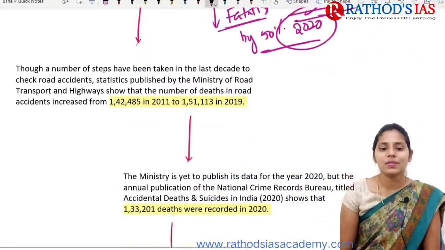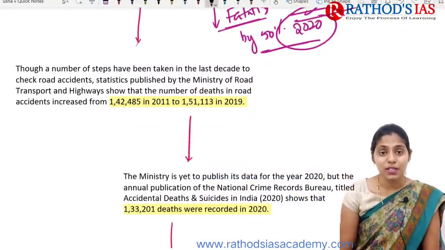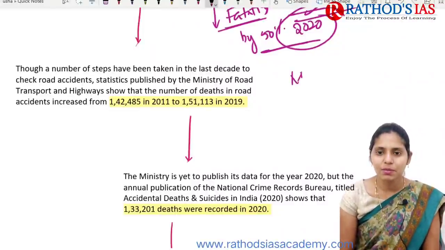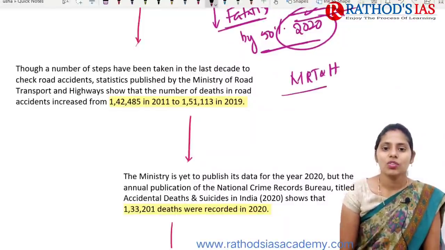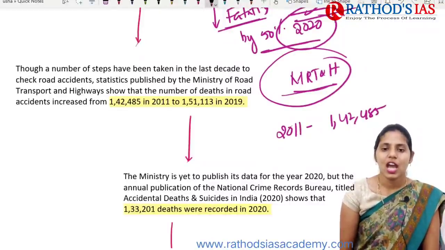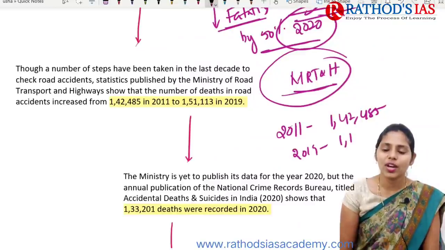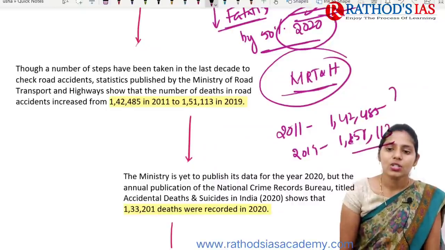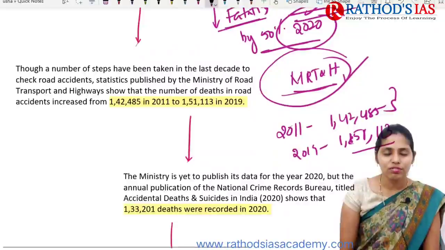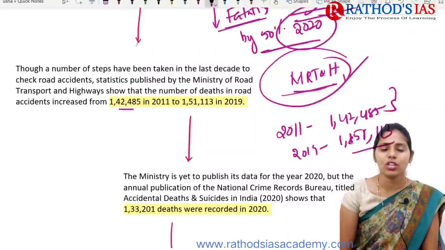Though a number of steps had been taken in the last decade, especially to check or prevent road accidents, the statistics published by the Ministry of Road, Transport and Highways show that in 2011, the deaths were 1,42,485, and in 2019, it increased to 1,51,130. So despite taking many steps under this global plan, there was an increase in deaths, from about 1,42,000 to 1,52,000.